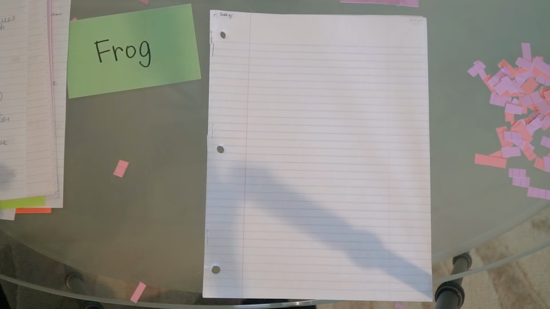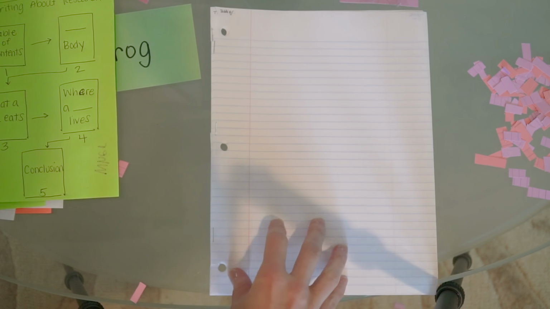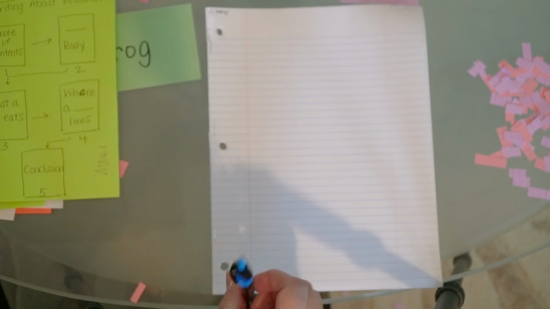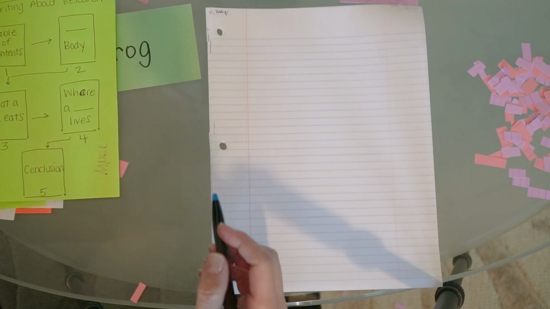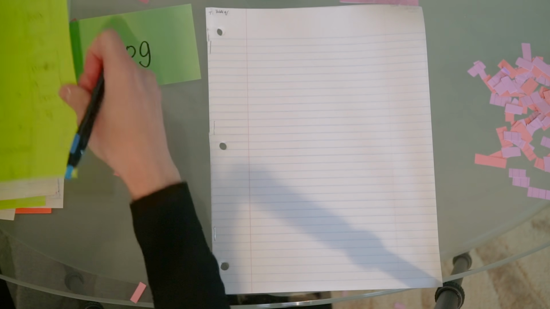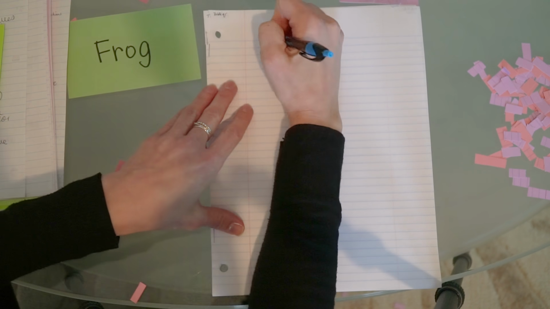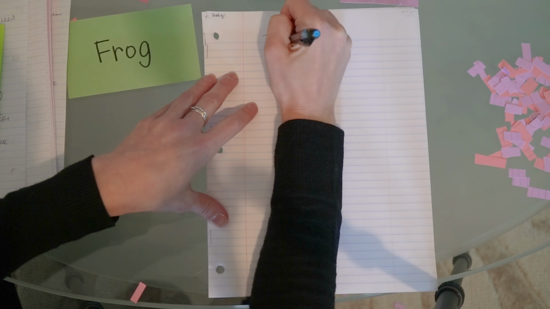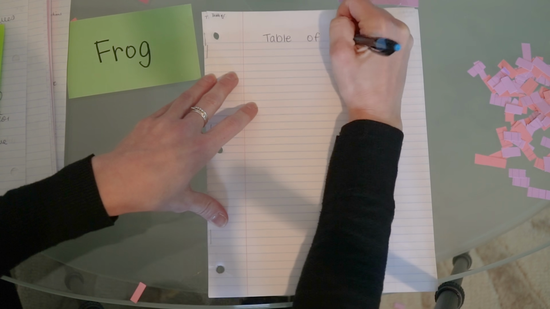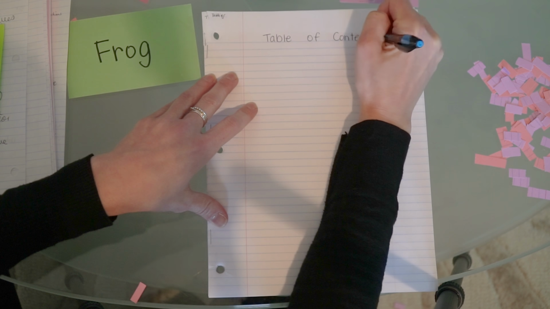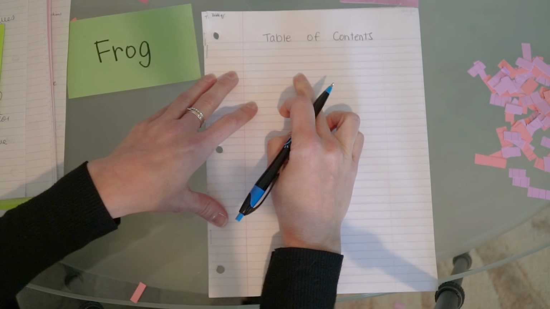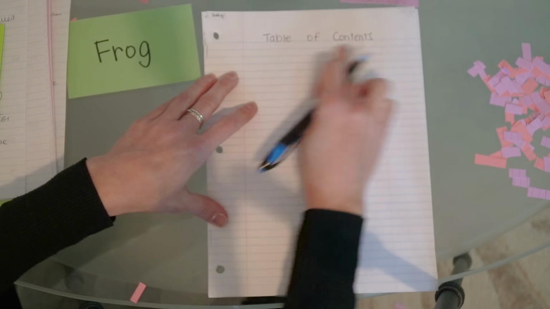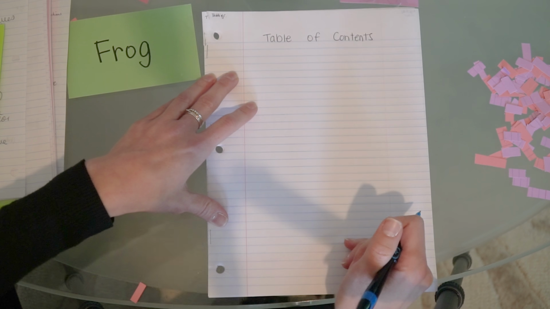Okay, so my first page is going to be the table of contents. This table of contents is going to say what the contents of your book are going to be. So, on the top, I'm going to write with a pen or pencil, table of contents. And you're going to write that on your first page. Okay? So, like I said, after the table of contents, that's the first page, this is going to say what's going to be in your book.